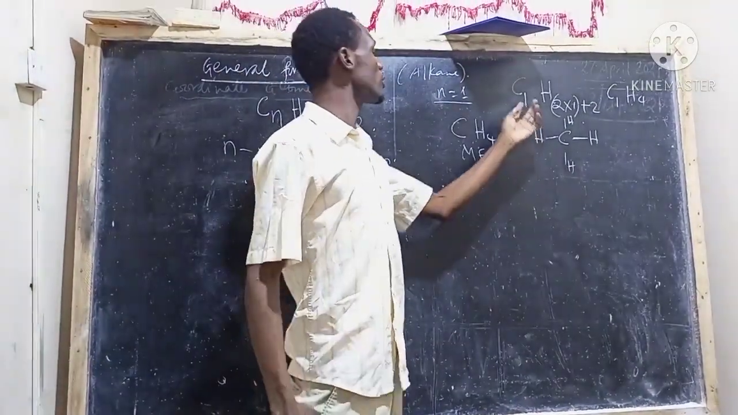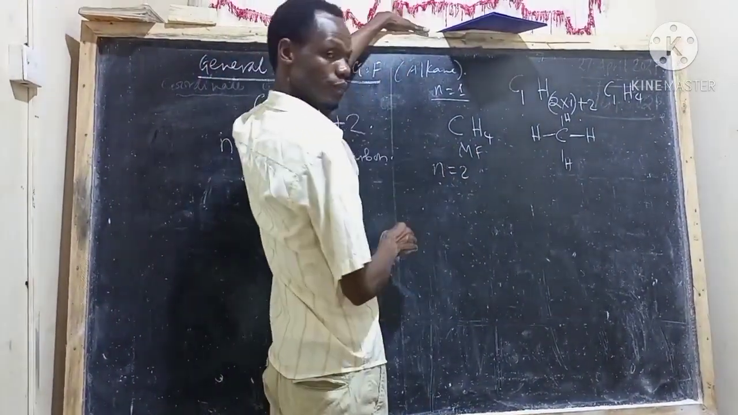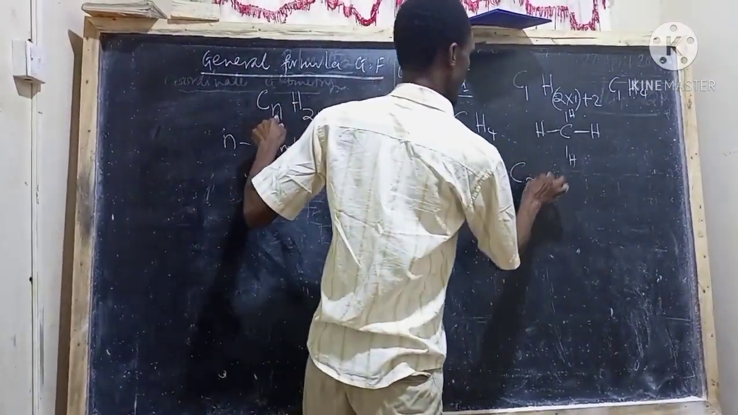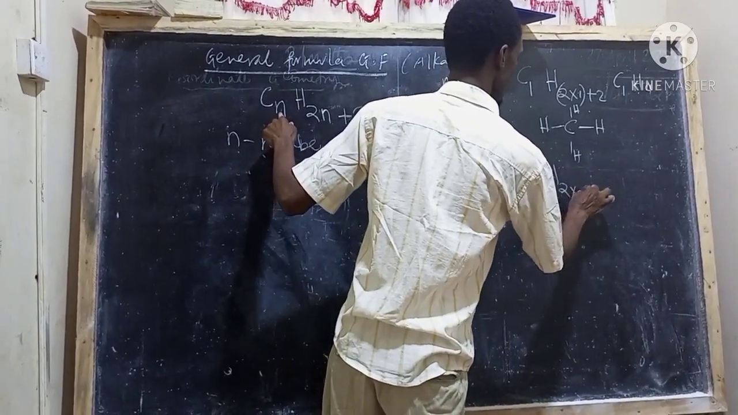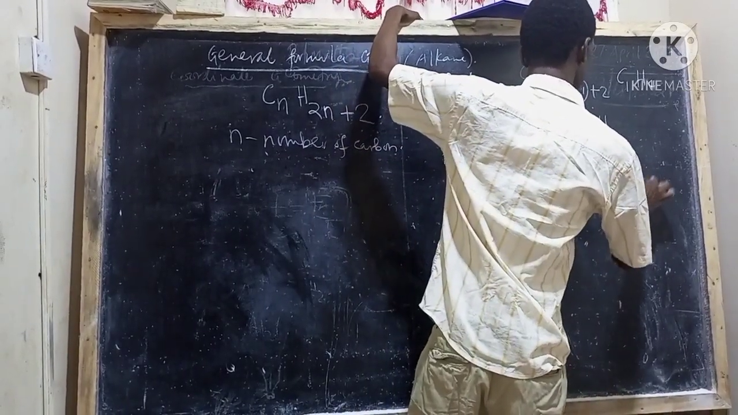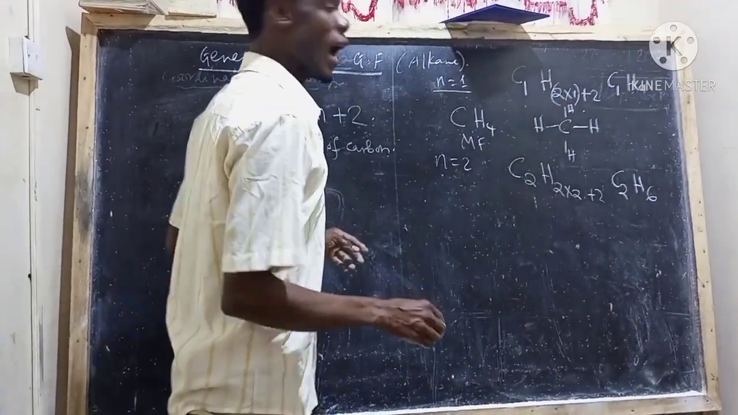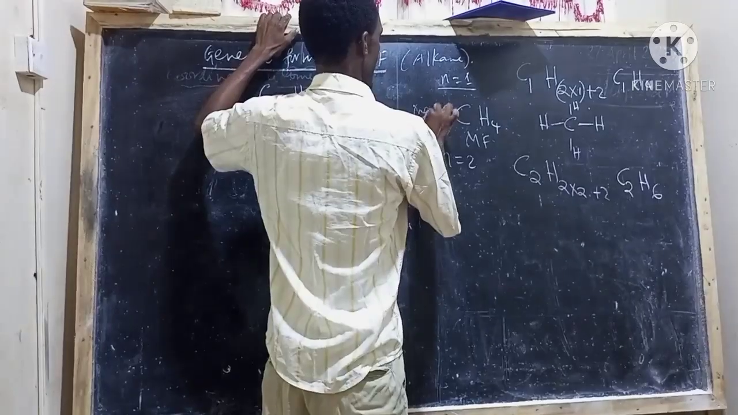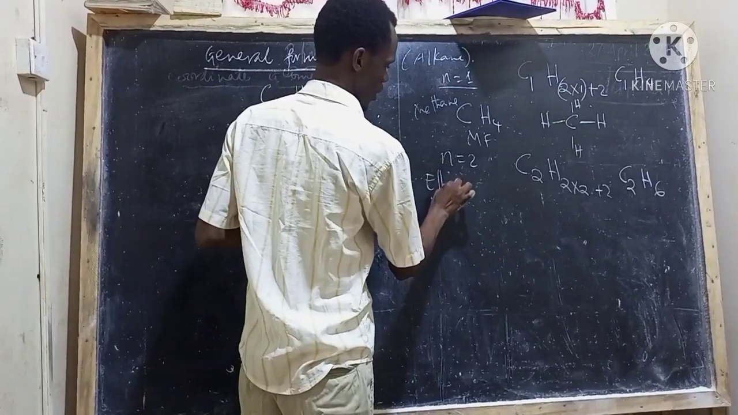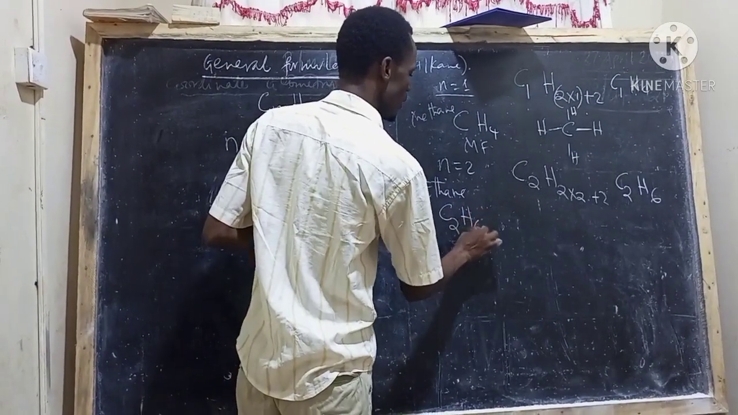For the alkane with two carbons, n is equal to 2. It is C, where there is n you put 2, then H is 2 multiplied by 2 plus 2. So we say it is C2H6, since 2 times 2 is 4 plus 2 is 6. The previous one is methane, and this is ethane, with two carbons. Its molecular formula is C2H6.